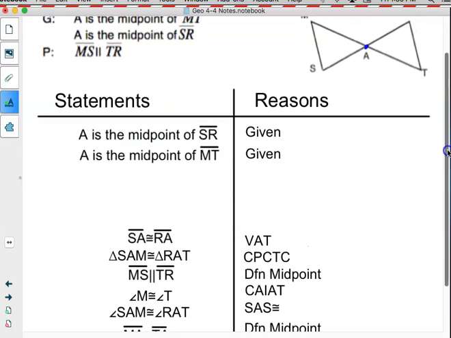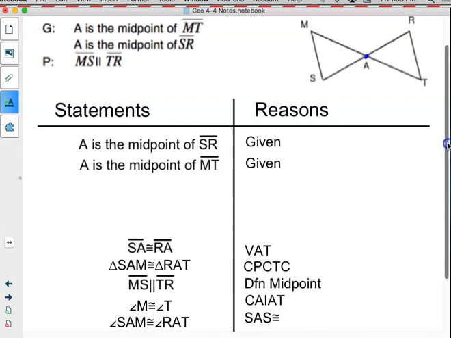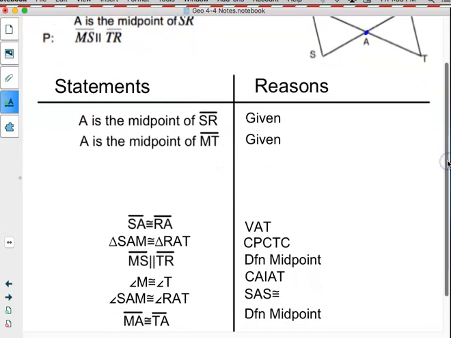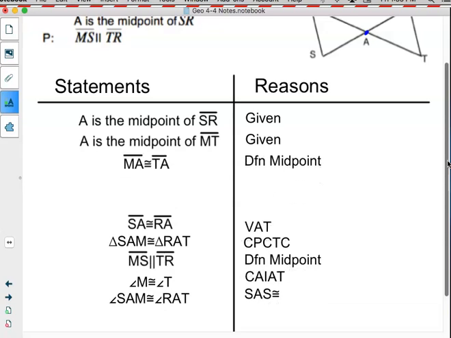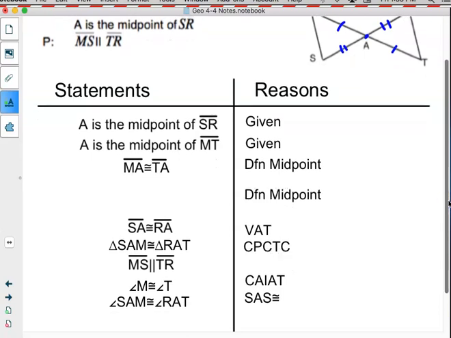So now that we've got the given down, let's look at what we've got. I've got MA is congruent to TA because of the definition of midpoint. So I'm going to write MA is congruent to TA because of the definition of midpoint, and I'm going to mark that, MA congruent to TA. And I also know that SA is congruent to RA, and I'm going to mark those for that same reason, SA congruent to RA.